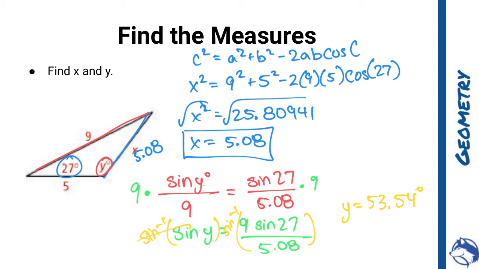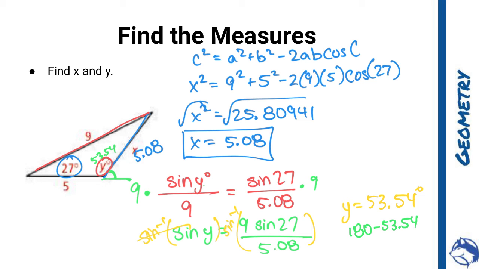So thinking about it real quick, I need to be sure that this makes sense. If I put in 53.54, and I know that 27 is across from 5.08, and 5.08 is a little bit bigger than 5, I know that there's an issue here. Well, it turns out that we can't actually use the law of sines like this for an obtuse angle. What this is giving us is actually the angle over here, the angle that is a linear pair. So what I actually have to do is 180 minus that 53.54.